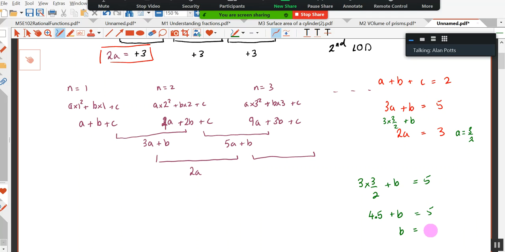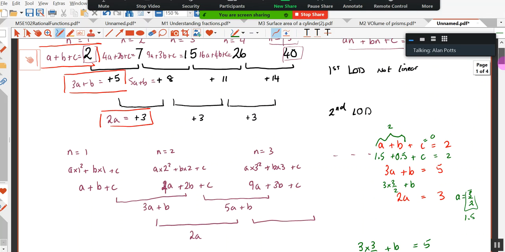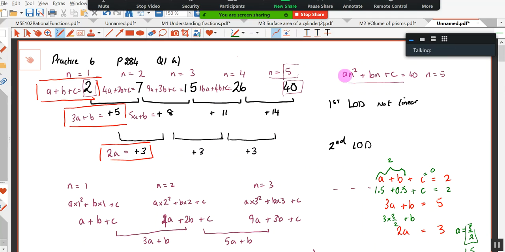Yeah, b would be a half, or 0.5. So I can then chuck that up here, so I know if I change 3 over 2 into 1.5, I've got 1.5 plus 0.5 plus something has to equal 2. Now in this case, 1.5 plus 0.5 is actually already 2. So I know c must be 0.